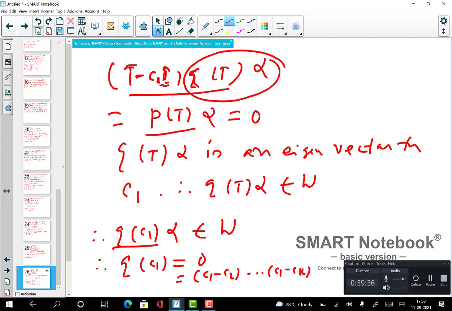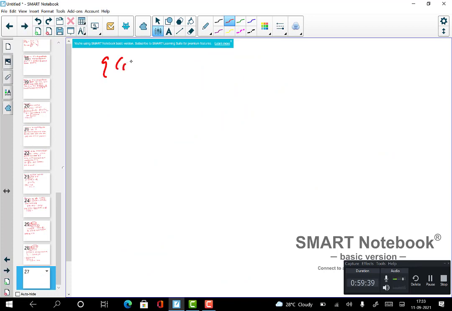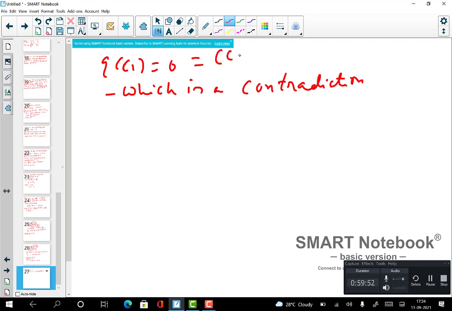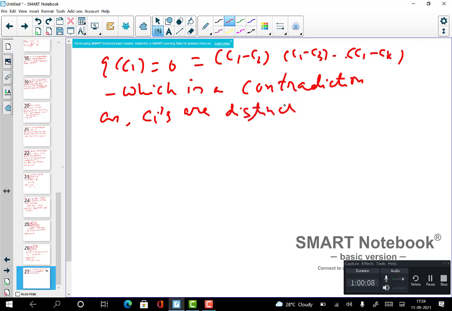So q(c1) being 0 is a contradiction, because this is (c1 minus c2)(c1 minus c3)...(c1 minus ck), and all the c_i are distinct. Now, why do we get the contradiction?